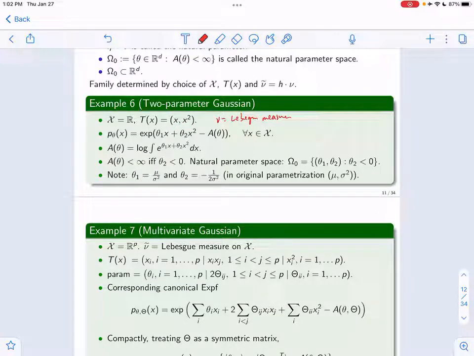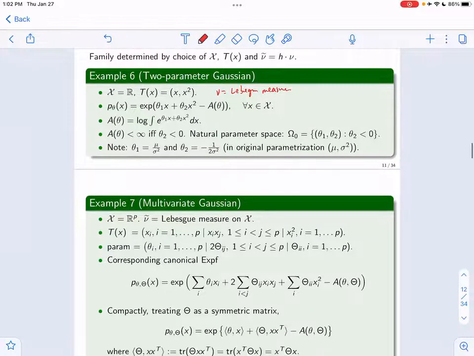So if you take x and sine x, that would be a different family, if at all possible. X and e to the x, let's say, is another family. With x and x squared, that's the Gaussian family. And you can easily see this, because the density is quadratic, like the exponential of a quadratic.